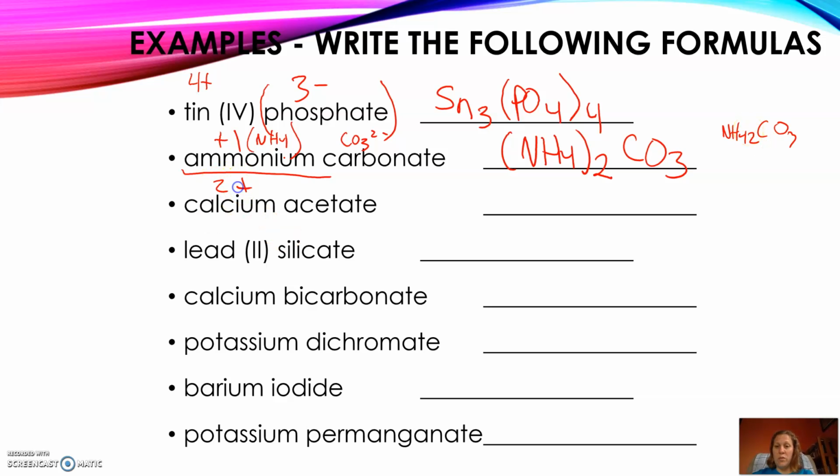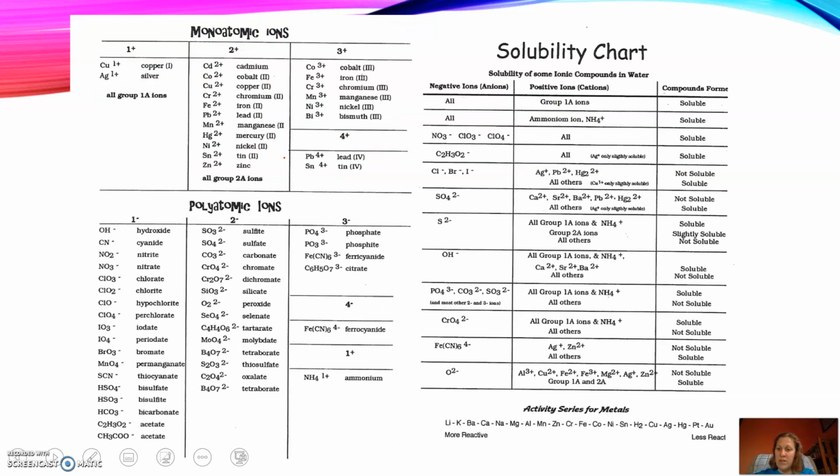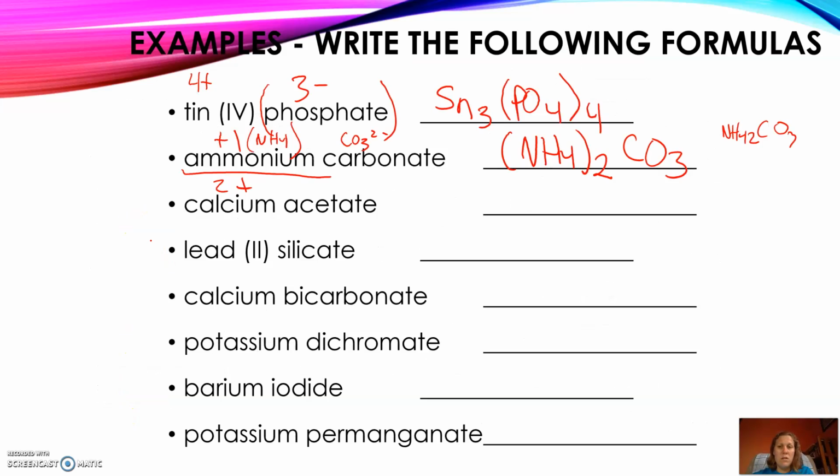Okay, calcium acetate. Calcium 2+. Acetate is this weird one down here. Okay, so if you can't tell what the charge is, you just look there. There's no number, so it's a 1-. So again, switch the charges, but you don't write 1s. Calcium, and then acetate is C2H3O2 but it's a 2, so I put it in parentheses and stick a 2 on the outside.